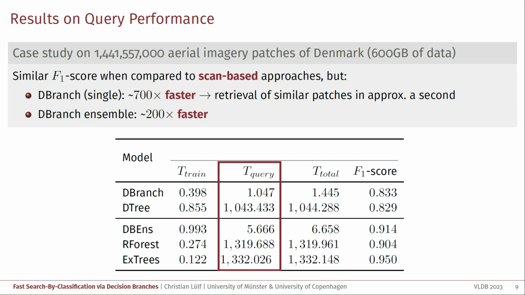On a large-scale case study on more than 1 billion aerial image patches, we could show that our individual decision branches could answer the query about 700 times faster than the scan-based approach, while keeping the same classification performance in terms of F1 score. For the ensemble models, we could achieve an improvement in speed of about 200 times compared to the scan-based competitors. Note that these differences will even increase for larger datasets.